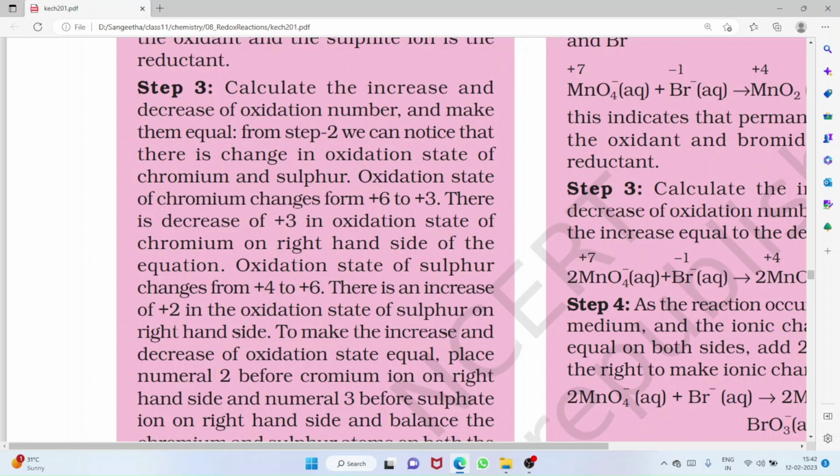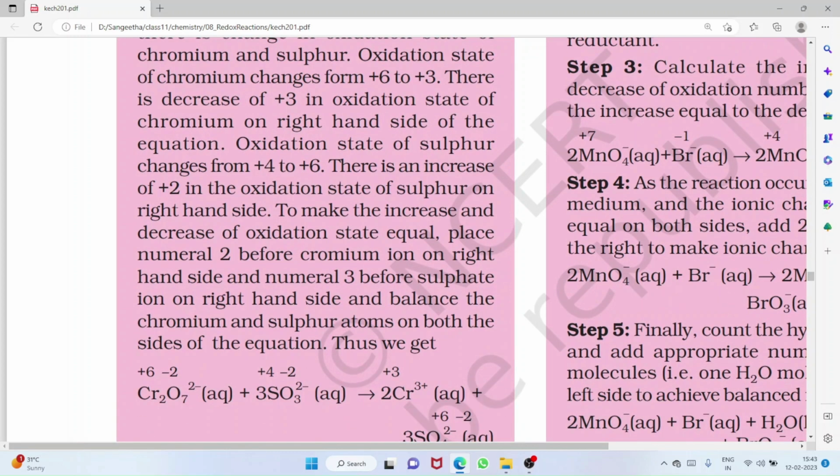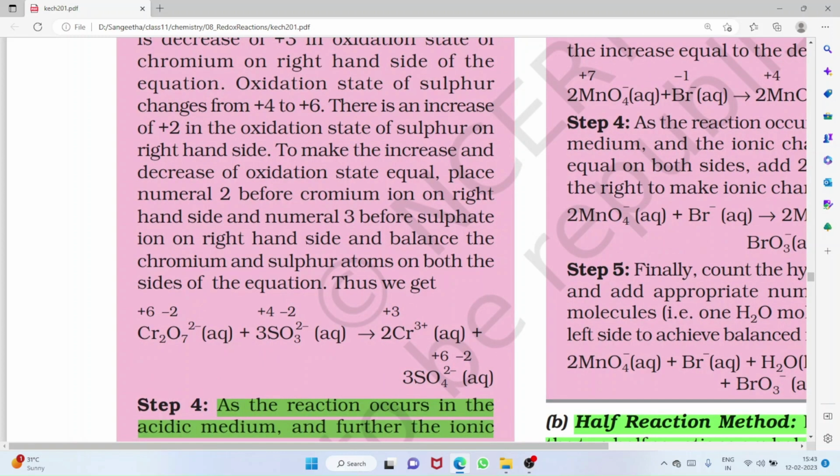Now we calculate the increase and decrease in the oxidation number and make them equal. From step 2, we can notice that there is a change in the oxidation state of chromium and sulfur. The oxidation state of chromium changes from plus 6 to plus 3, a decrease of 3. The oxidation state of sulfur increases. To make the increase and decrease of oxidation state equal, place 2 before the chromium ion on the right hand side and the numeral 3 before sulfur on the right hand side.